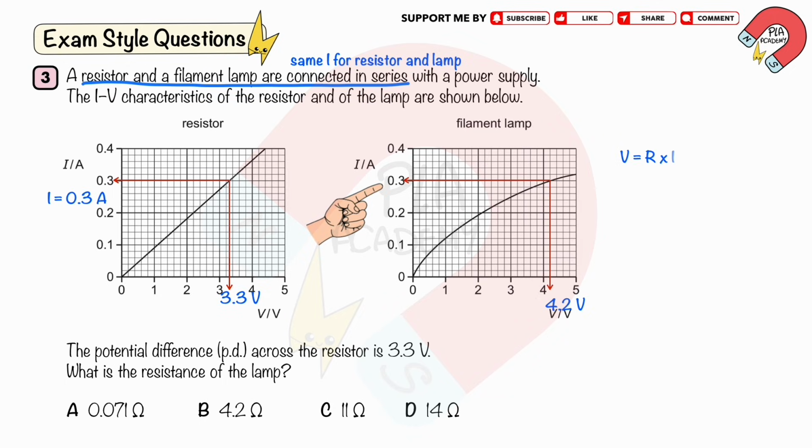Using the equation V equals R times I, to calculate the resistance of the filament lamp. Substituting V equals 4.2 volts, and I equals 0.3 amperes. We get the resistance of the lamp equals 14 ohms.